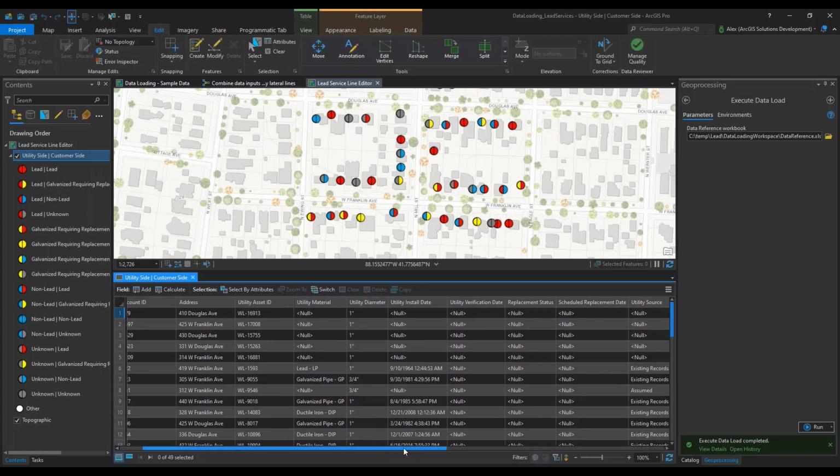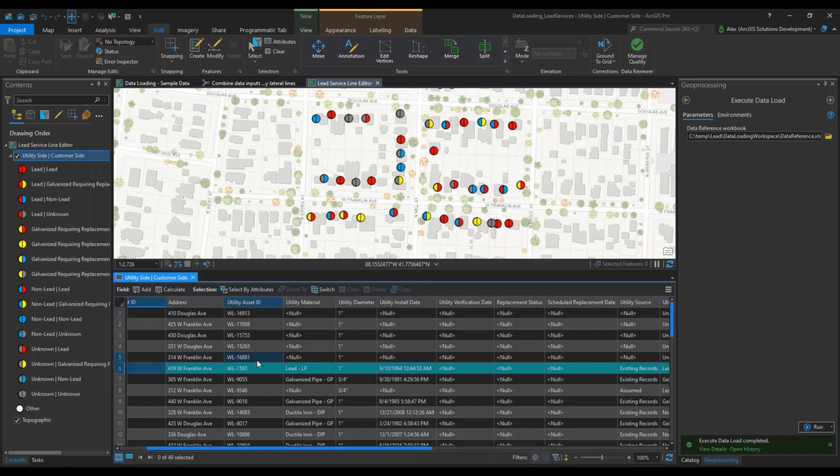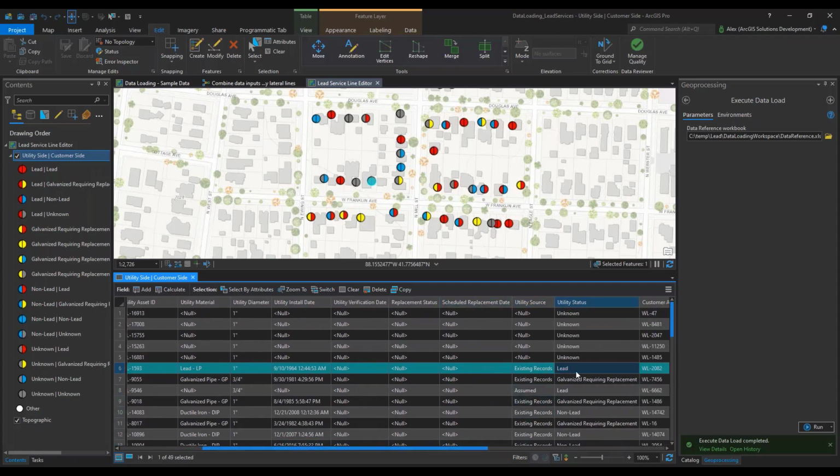So looking through one of these examples, we could see that it was able to match up the material to be lead, and it also has, because there's a material, existing records. That's one of the functions that I just referenced. We have the install date, and we also have the category as lead. Galvanized pipe was matched up with galvanized pipe, and so on.